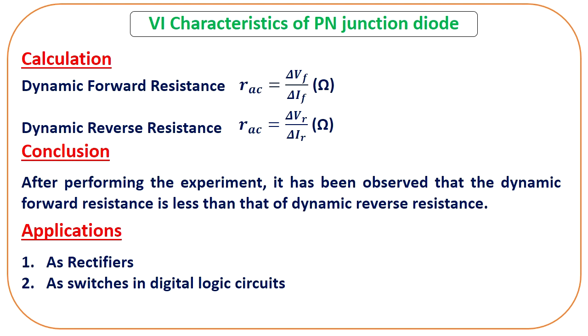Now, what are the main applications of this PN junction diode? We know that a PN junction diode, because of its forward bias characteristic and reverse bias characteristic, can act as a rectifier, and it is also used in different switching technology in digital logic designs.